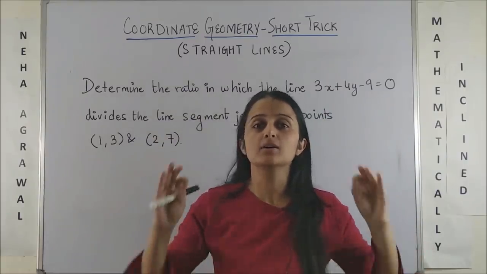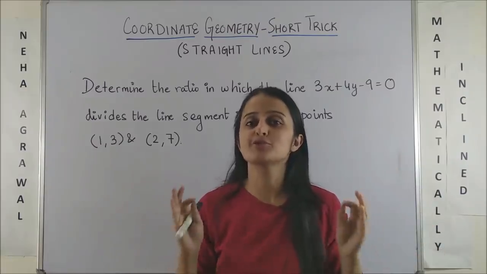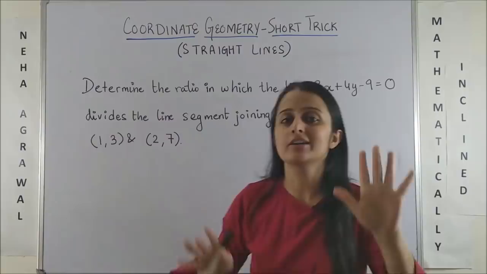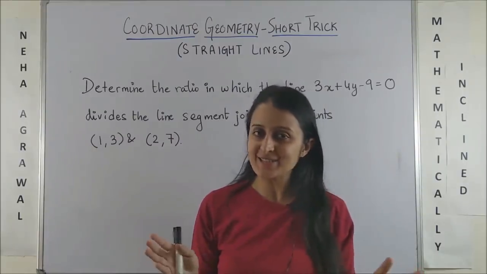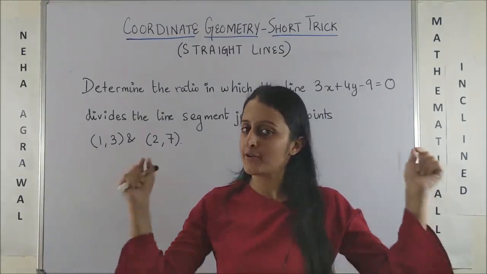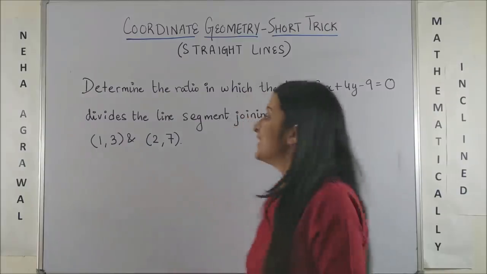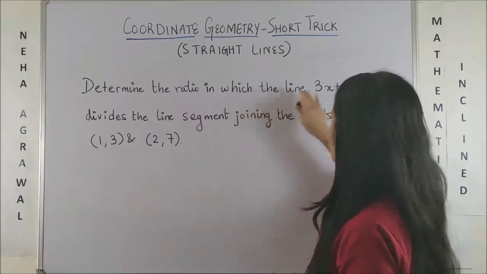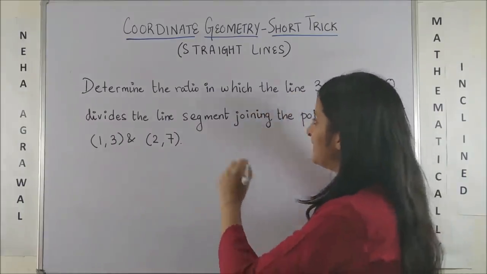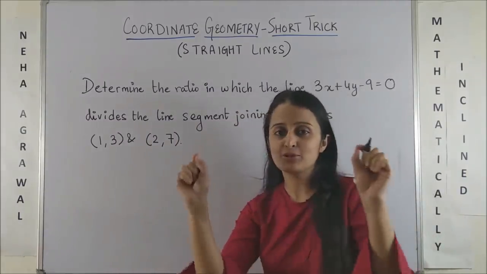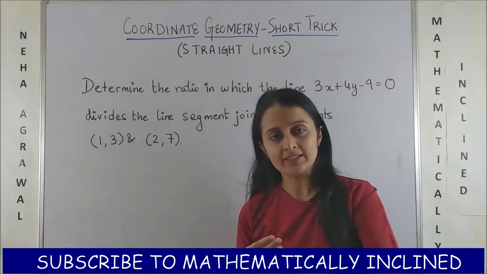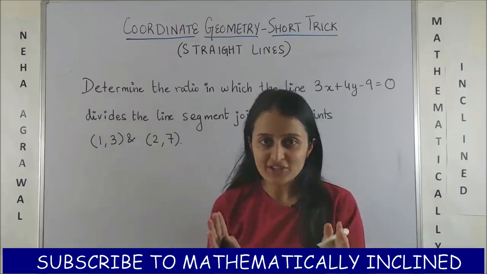Let's discuss a super duper trick to solve these coordinate geometry or straight line problems in under 5 seconds. Yes, this is possible, you know, when you are on this channel. So, if you come across a question which says determine the ratio in which a specific line divides the line segment joining 2 points, well, if you go using the conventional method, then you will be using your section formula.